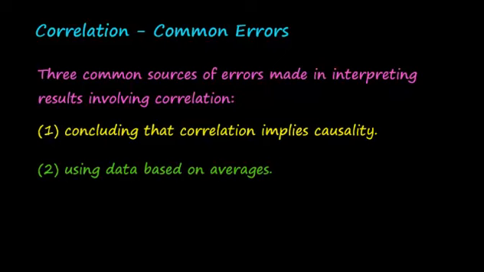Number 2 is using data based on averages. And this is often a problem when we try to look at things like a national average, and that doesn't really give us good data, such as a study that would produce a 0.4 linear correlation coefficient for paired data relating income and the cost of housing.